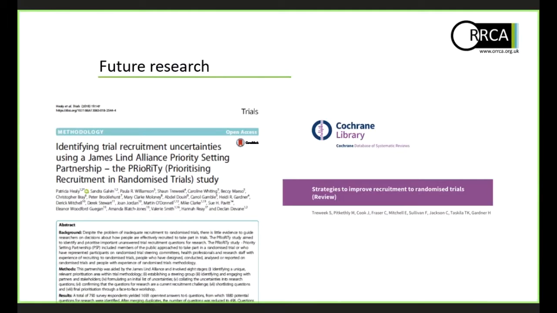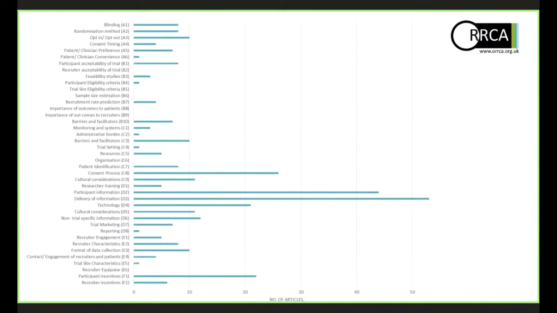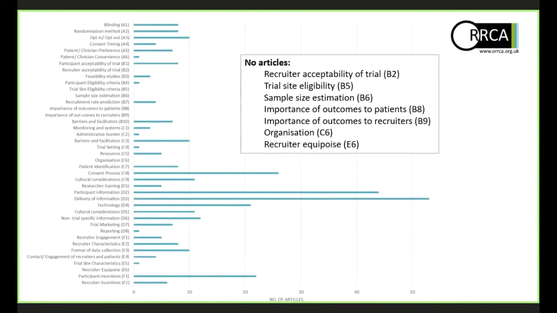But we also want to think about some areas that have not been explored, not just building more research on the recruitment information needs, but what areas we have missed that actually could do with exploration. If we go back to the graph that I've got on the screen about level 1 domains, I appreciate you can't read all the small text, but there were no articles looking at recruiter acceptability of trial site eligibility, sample size estimation, importance of outcomes for patients or recruiters, organization, or the impact of the organization, and recruiter equipoise. So none of this was covered within level 1, within formal evaluations.